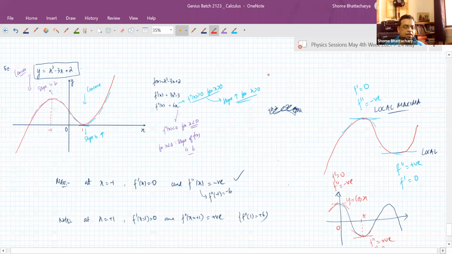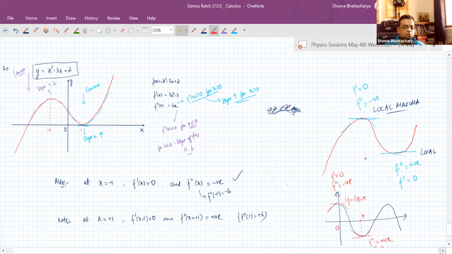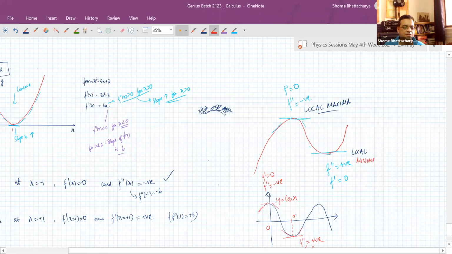Whereas the second type of point like this over here, it is called a local minima because it is reaching a dip. Now what happens at the local minima? Again, at that particular point, the slope is 0. But what is the behavior of the slope? It is going from a point before it where it was negative to a point after it where it is positive. So that means the slope is increasing. So increasing slope means what? Positive. Okay. So this is a point where slope equals 0 and slope increases. So that means second derivative is positive.